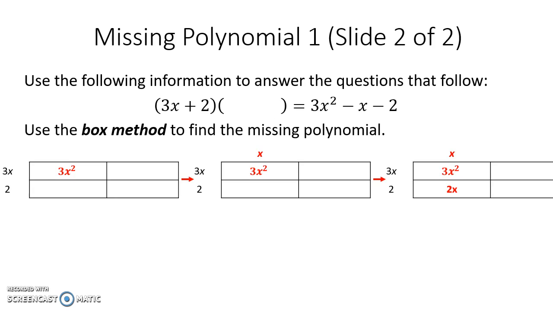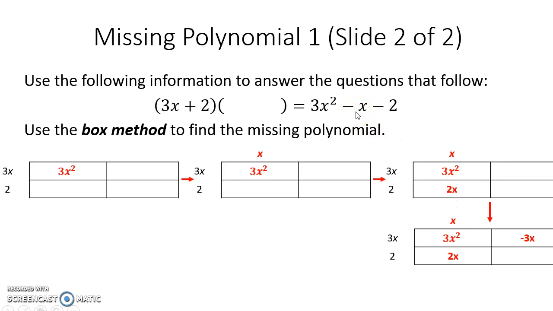The next part is the slightly trickier part. Remember, the diagonal should be the same. So if we know the bottom left is 2x, we know the top right has to be some x. And we know when we add them together, we should get this negative x. So we want to know what value, when added or subtracted to 2x, gives us negative x. And we know that that has to be negative 3x. So that is what will go in the box.